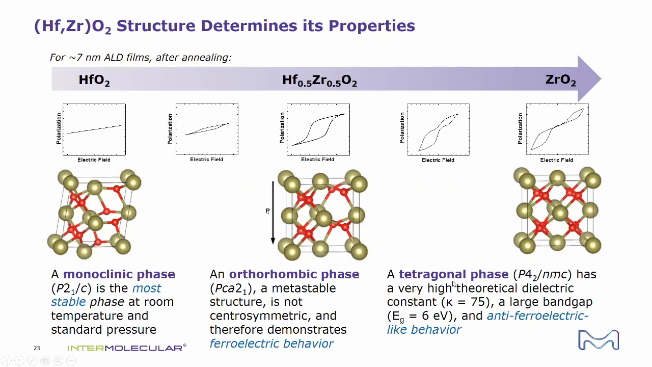And this is characteristic of the tetragonal phase of zirconium oxide, which is actually of interest for use as a dielectric as well, and is being used, or at least considered for use in things like DRAM.